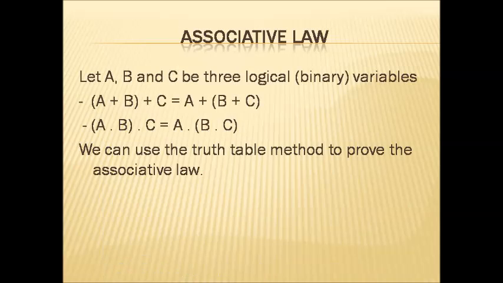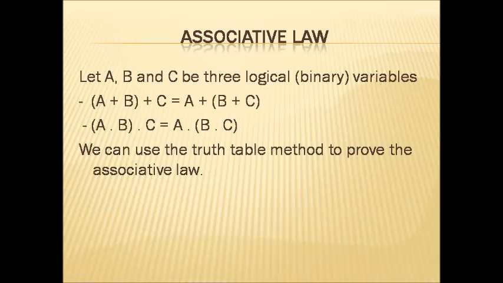And next one is the associative law. According to the associative law, there are three boolean variables or binary variables, that is A, B and C. That is, please see that (A + B) + C is equal to A + (B + C), right?